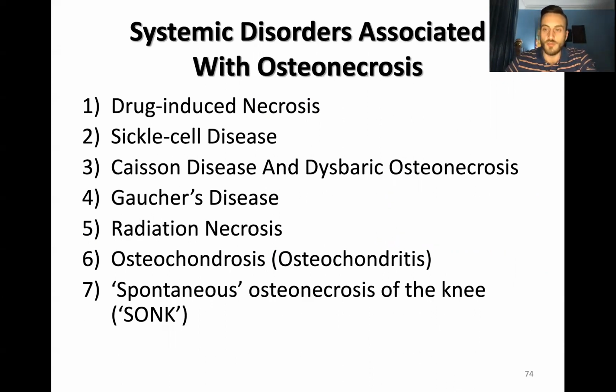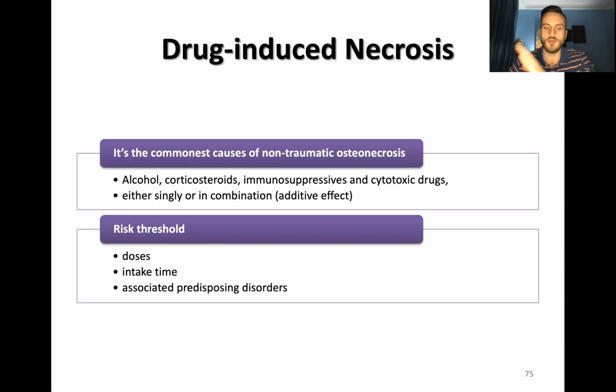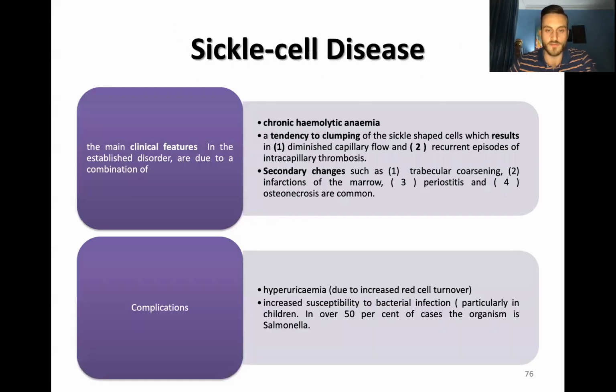Systemic disorders associated with osteonecrosis. Who are the patients who will get osteonecrosis? Drug-induced, sickle cell, Caisson disease, Gaucher, radiation necrosis, osteochondrosis, and finally SONK. So drug-induced, alcohol, corticosteroid, immunosuppressive, depending on the dose and the time they've been taking the drug, and some predisposing factors. Sickle cell disease, again, because it's small, closing the arteries, it will give osteonecrosis. Be careful of hyperuricemia, and they will get bacterial infection. And the organism of choice on these patients is Salmonella.